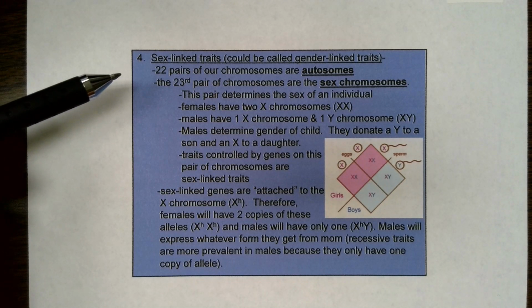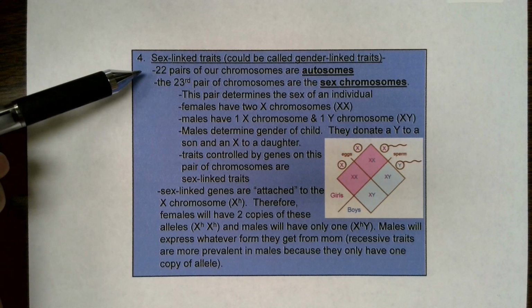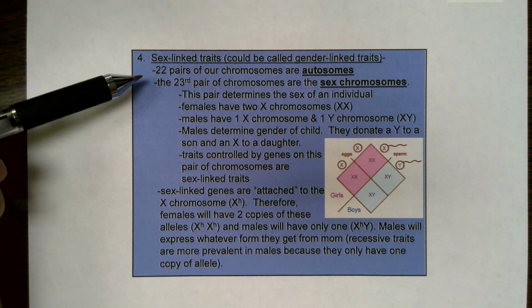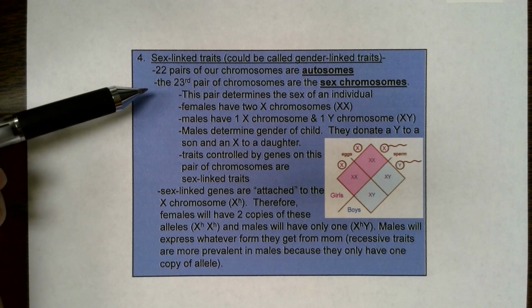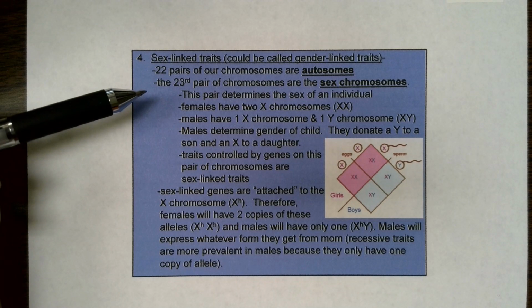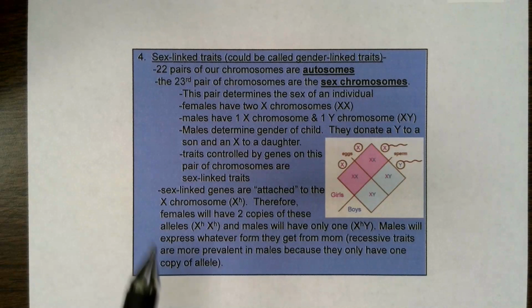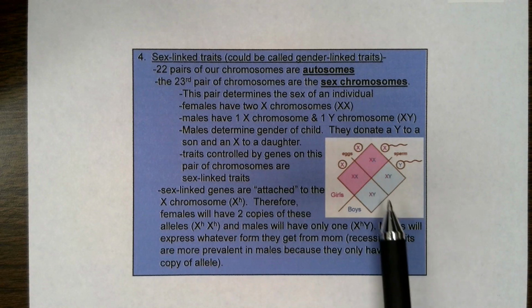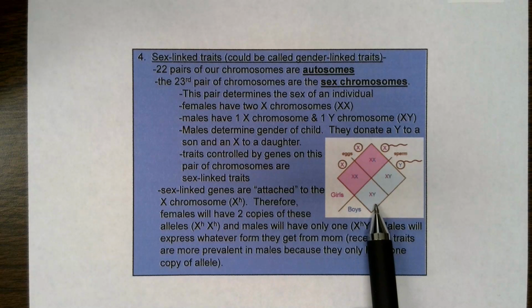But when we look at our 23 pairs of chromosomes in humans, the first 22 pairs are called autosomes. The 23rd pair, that's the sex chromosomes, right? So that's the pair that determines the individual's gender, right? Somebody that has 2 X chromosomes is female, and somebody that has an X and a Y chromosome is male. And this is a little Punnett square kind of turned on its side, okay?